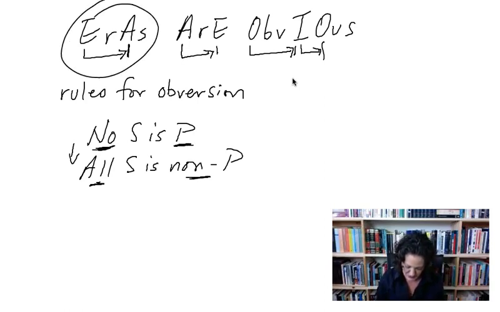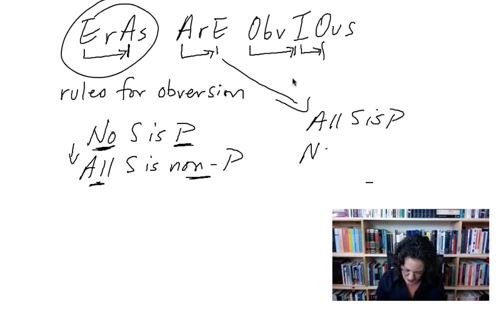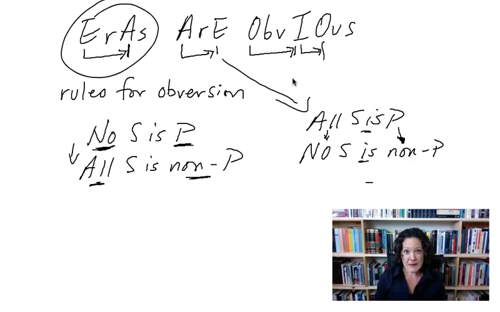That's for this one. Now this one's going to look like all S is P obverts to no S is non-P. So all to no, we're keeping this the same, and this is changing to non-P, okay? Now, one more I'll show you.